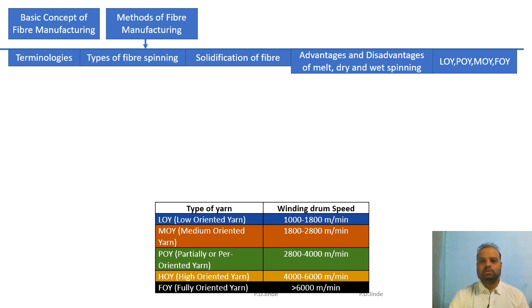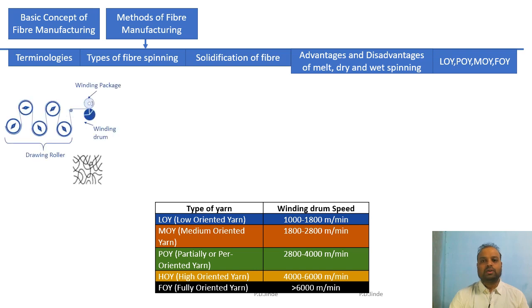A lower winding speed, that is 1000 to 1800 meters per minute, causes lower stretching and lower molecular orientation. Such a yarn is called LOY, that is low oriented yarn. The low oriented yarn can be created by keeping the winding speed at 1000 to 1800 meters per minute.